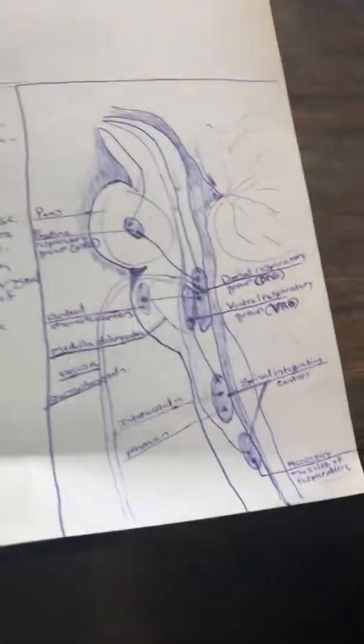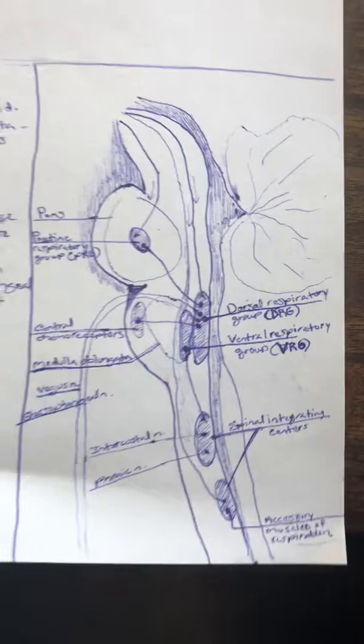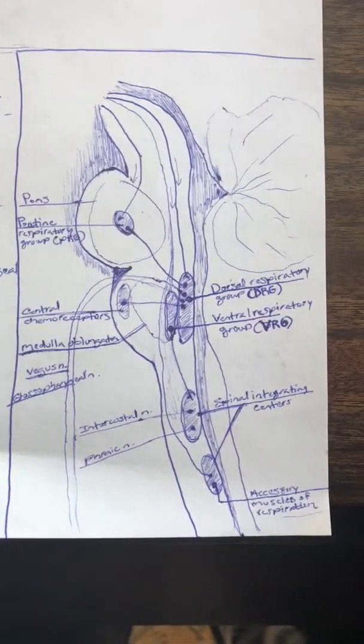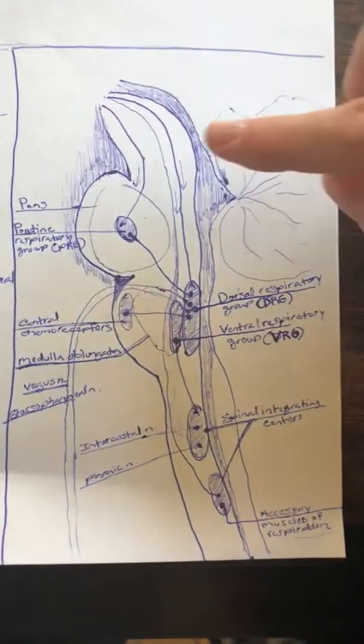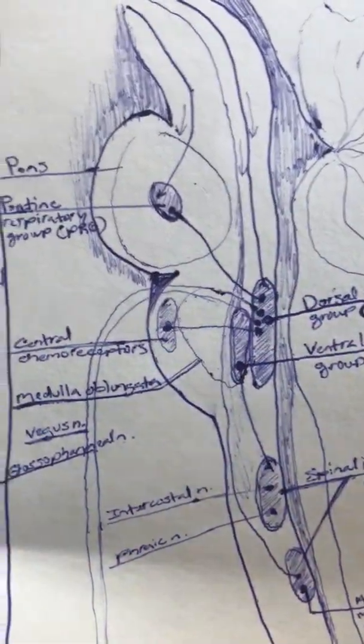And so let's go right down here. Okay, so we're going to take a look at the major components of the Brainstem Respiratory Center that we're going to be focusing on today. It's going to be the pons area and the medulla oblongata.